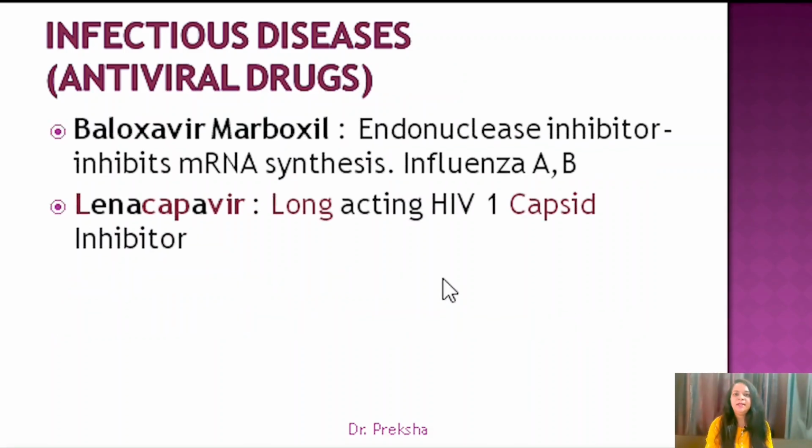Now coming to the antiviral drugs. So these include baloxavir marboxil. This is an endonuclease inhibitor, and it inhibits mRNA synthesis, and this is particularly useful for influenza A and B virus infection. Now another drug is lenacapavir.